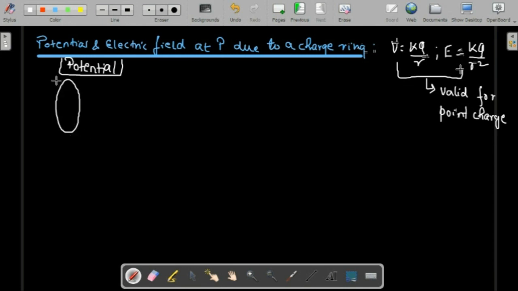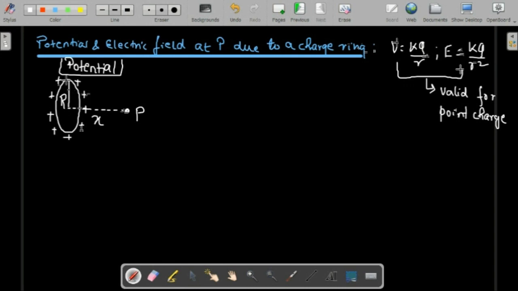So we've got a charged ring. Charged ring means positive ring, let's say. By positive and negative, I think it's quite clear, only the direction will change in case of electric field. Potential we can measure. And we want to find out what is the potential at a particular point P. Let's say that point P is at a distance x from the center of the ring. Imagine this is a three-dimensional picture, and this is the radius of the ring, which is capital R.